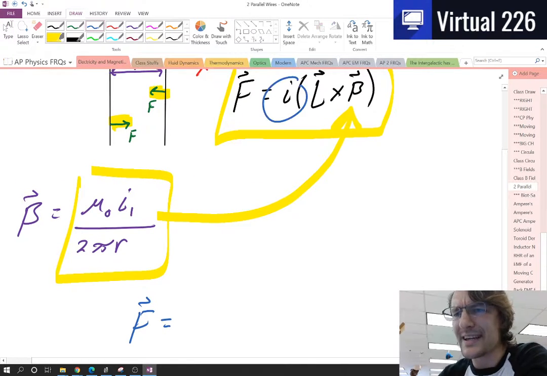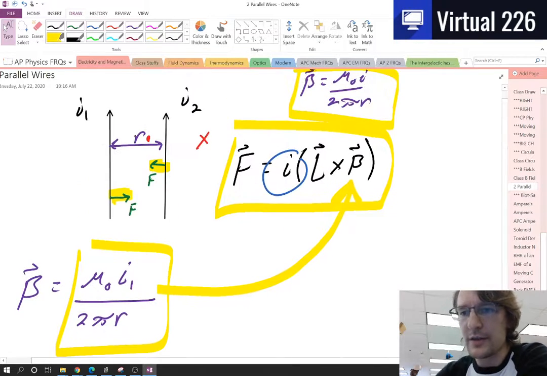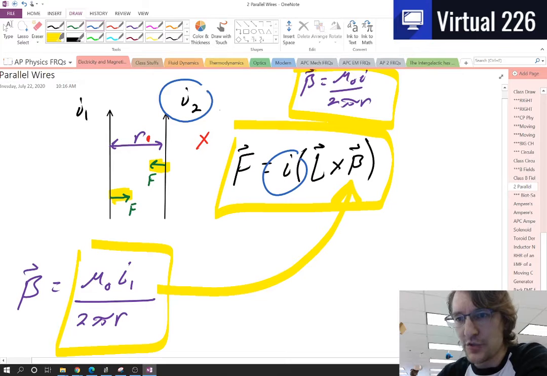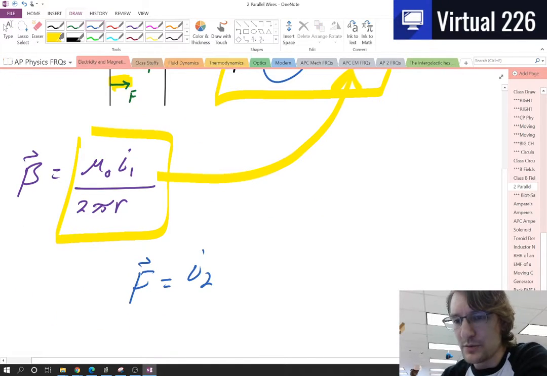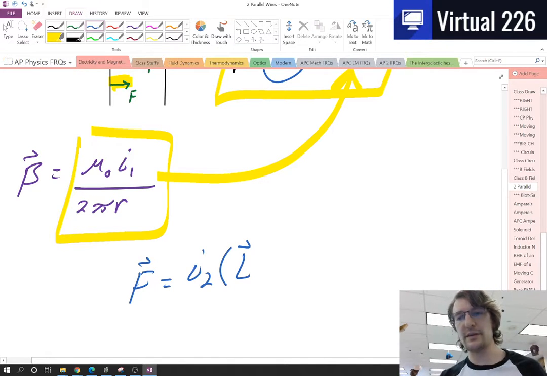Well, what is this I here? When we did this, this was the I of the wire we were concerned with. It was the wire that the force is acting on, so this was like I2 when we did it. So it'll be I2 times some length crossed with a B field, and we know that B field strength is mu naught I over 2 pi r. And that cross product is a sine theta term here.